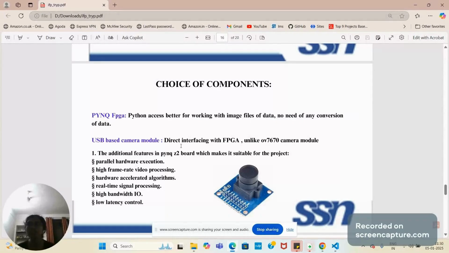So we decided to go with Pynq FPGA in comparison to some other FPGA because it's easier to access Python using Pynq FPGA. When we are working with image files, if the image data had to be converted to some other form for edge detection and all, the use of Python would come really handy in this particular FPGA.